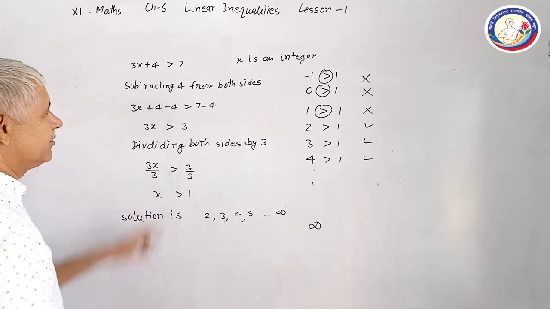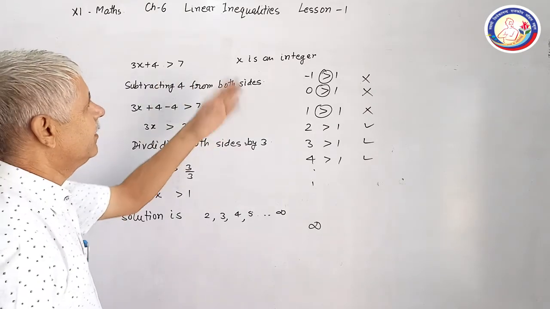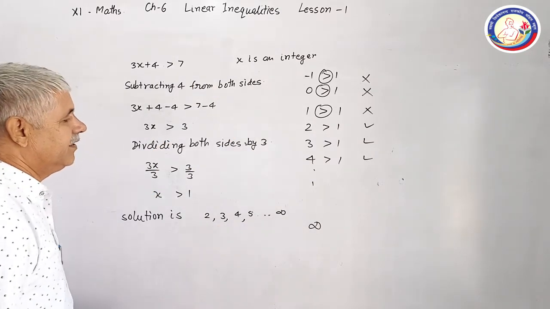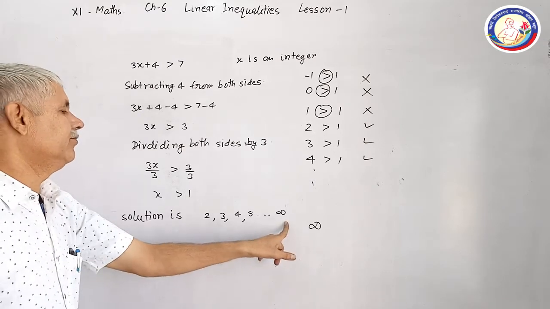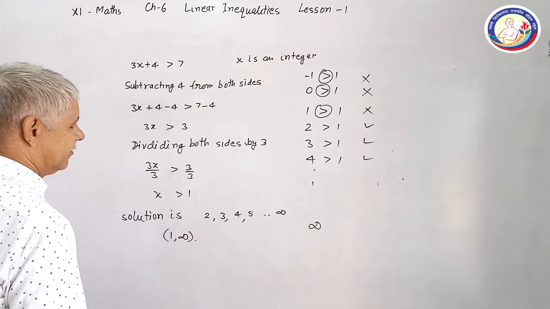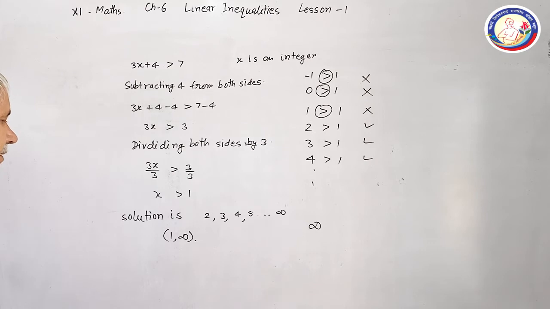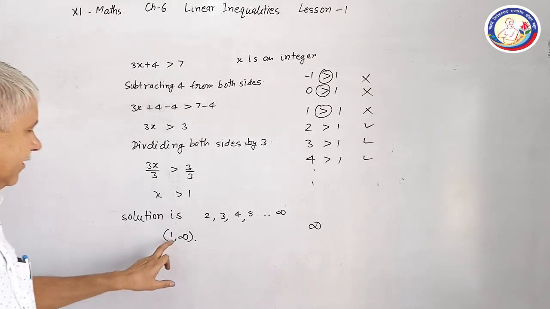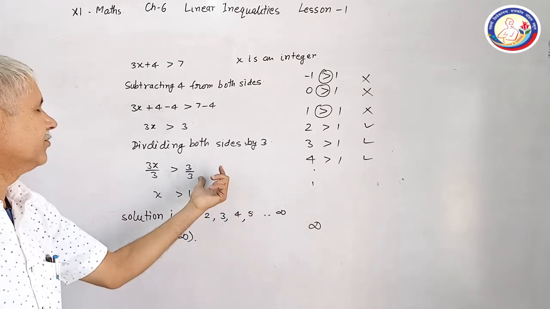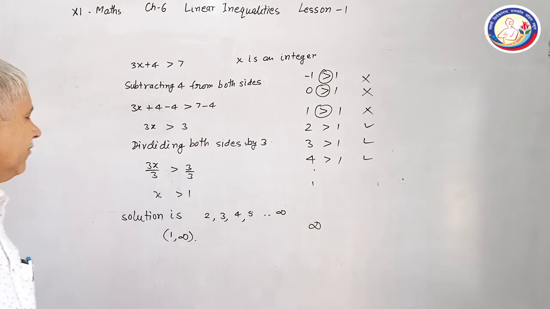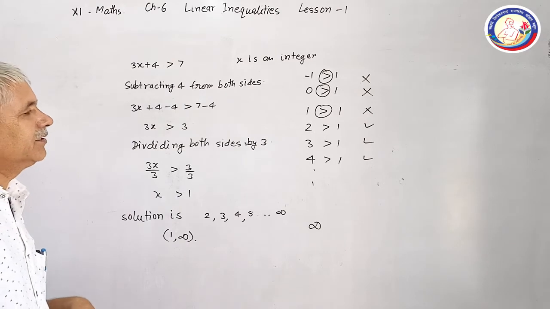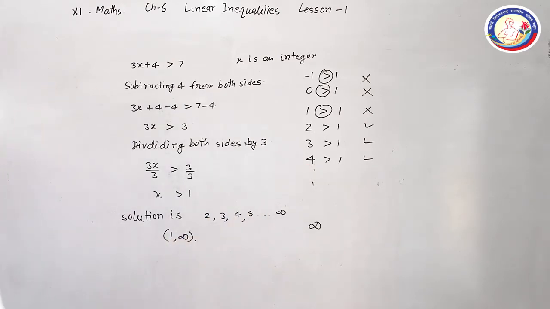Rest of the values will not make this statement true. Rest of the integers excluding these will make the statement false. So this is the solution, and we can write it 1 to infinite. This is an open interval, so here 1 is not included. The values more than 1 will be the solution of this inequation. So we can solve any inequality by using the laws or rules we previously went through.